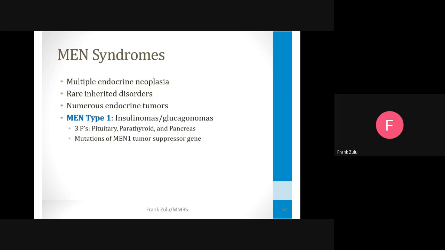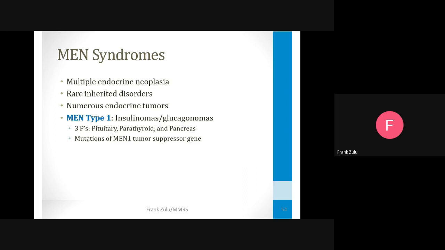All right. Now then, you can also see that MEN syndrome is an endocrine cancer where all the endocrine cells are overproducing hormones. Imagine the thyroid is overproducing thyroid hormones, the adrenals are overproducing mineralocorticoids and corticosteroids, okay? And then even the pancreas will be overproducing insulin and the like.